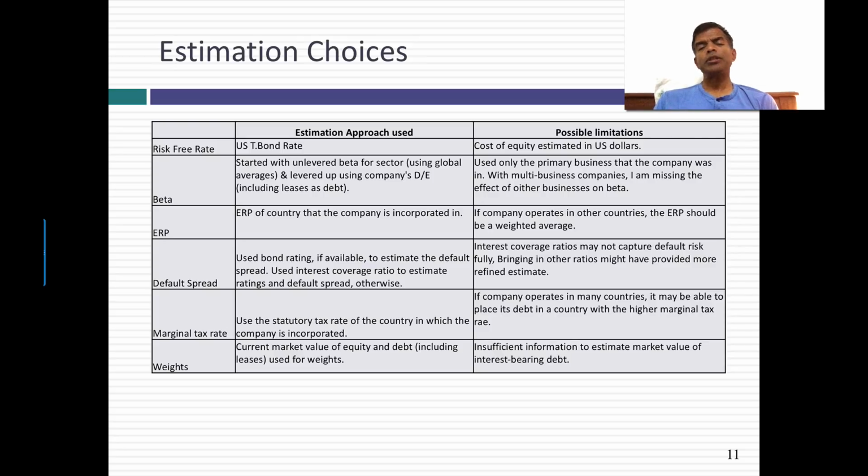But for most of the companies in my sample, because there was no rating, I used the interest coverage ratio to estimate a rating, and the rating to get a cost of debt. I have a cost of debt for every company, a pre-tax cost of debt. I looked up the marginal tax rate by looking at the tax rate of the country in which the company was incorporated.